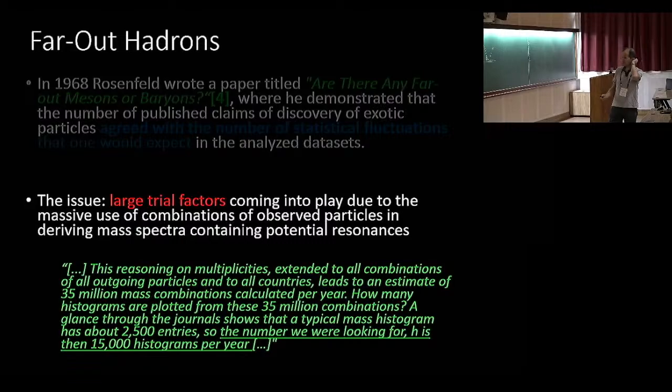And so he says, this reasoning on multiplicity, the number of times you are testing, extended to all combinations of all outgoing particles and to all countries where this is done, leads to an estimate of 35 million mass combinations calculated per year. He's computing the number of events that are collected in bubble chamber experiments, for instance. How many histograms are plotted from these 35 million combinations? A glance through the journals shows that the typical mass histogram has about 2,500 entries, so the number we were looking for is 15,000 histograms per year.